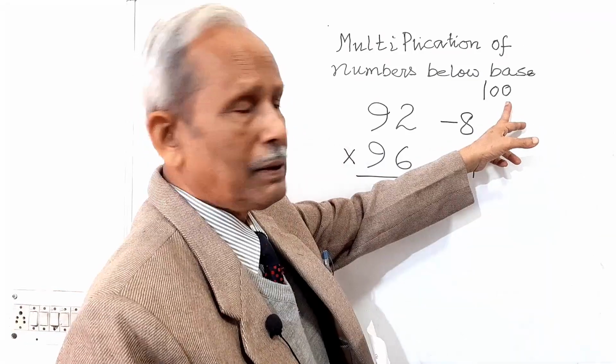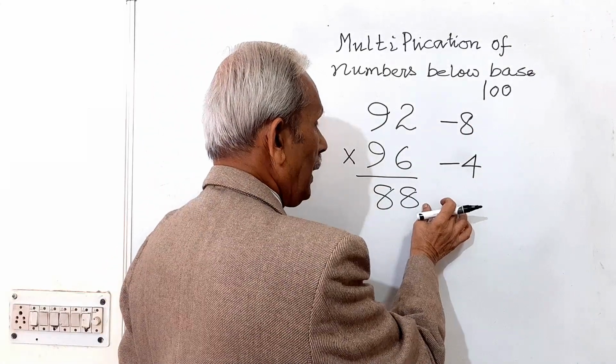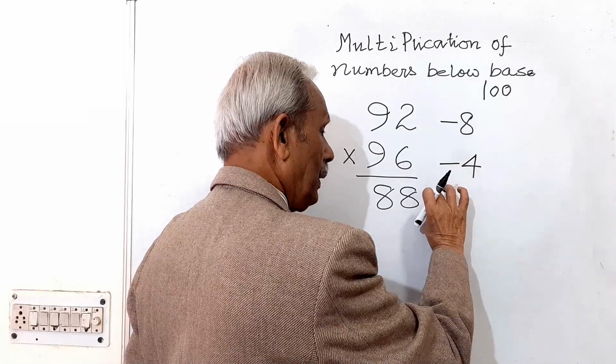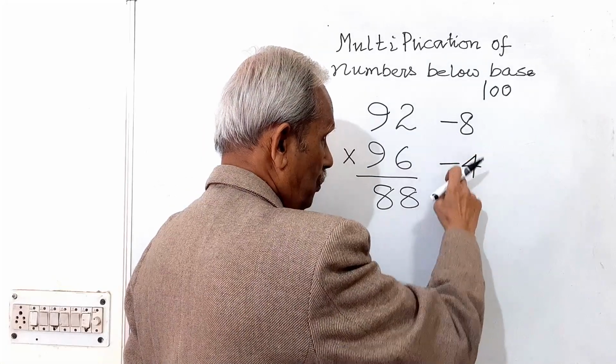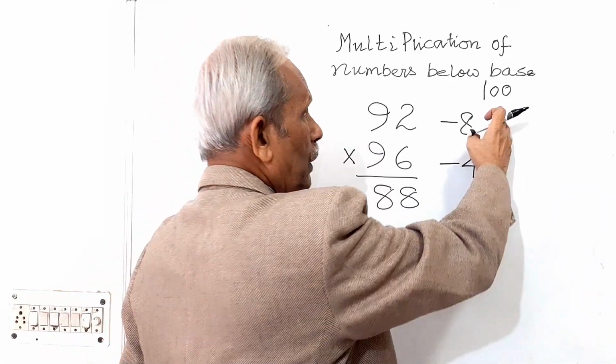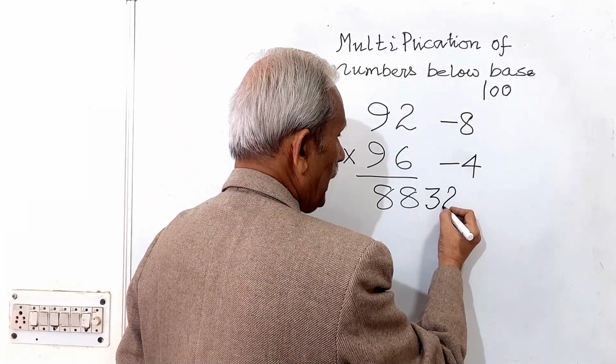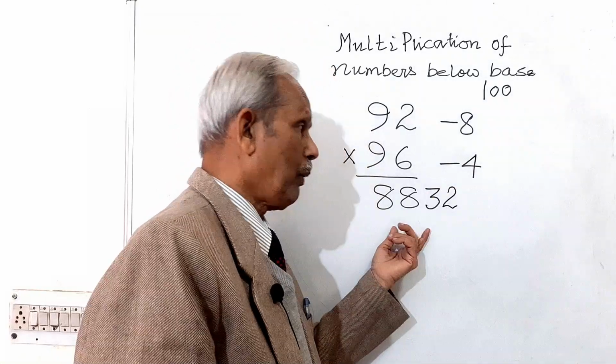So the second part you should remember, in the second part you should see how many zeros are there in the base. If there are 2 zeros, you can put 2 digits here. If there is 1 zero, you can put only 1 digit here. Now here this becomes 4 into 8, 32. It's already 2 digits and we require 2 digits. So there is no problem. We'll simply write 8832. Are you getting my point?